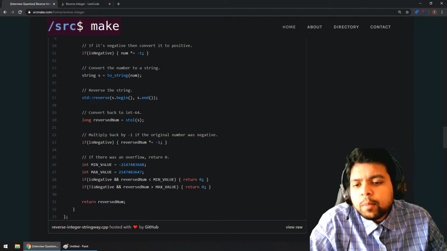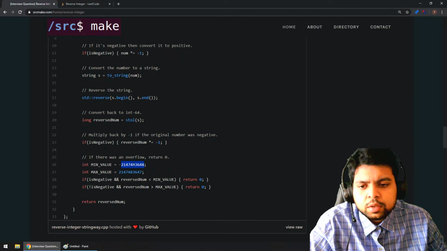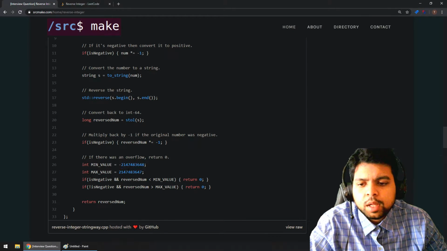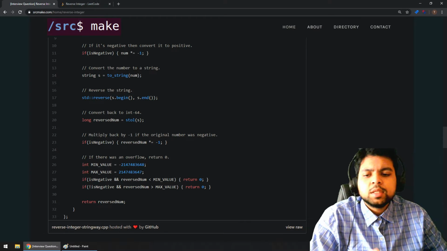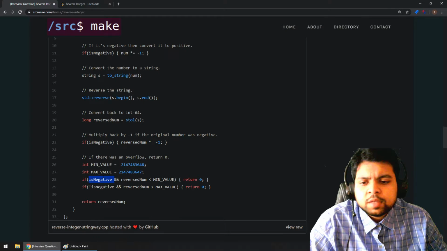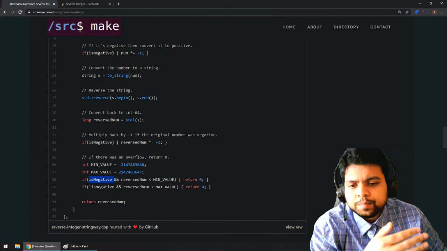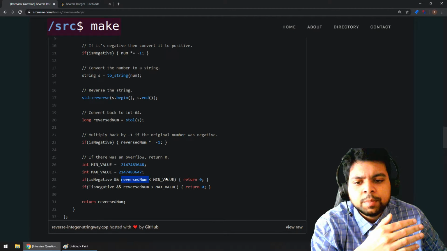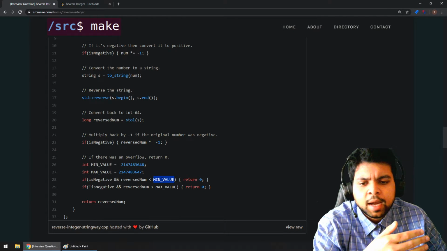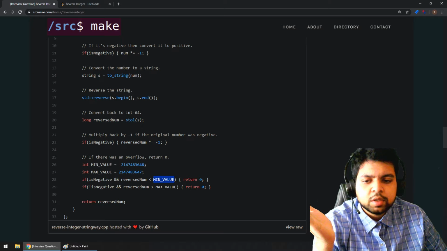The minimum value that we can have for a 32-bit signed integer is negative 2.1 billion. The maximum value, the top value we can have, is 2.1 billion. So we've just got these two if statements. If our number was originally negative and it is below the minimum value, which means it could be like -7 billion or something like that, then it overflowed, so we have to return 0.